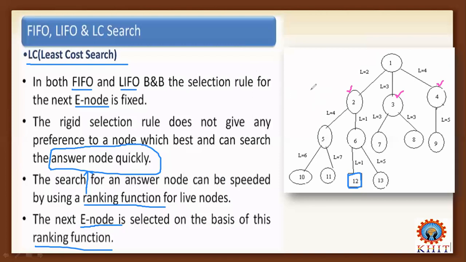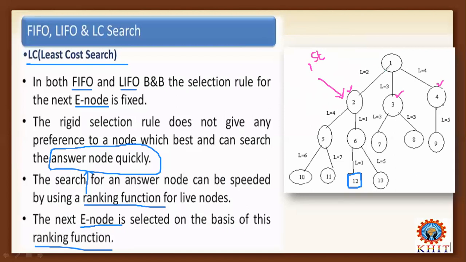Here, in the first iteration, iteration number 1, I need to find the shortest ranking function. Which one is the shortest one? 1 to 2, the value is least cost. So find out the least cost among these 3.